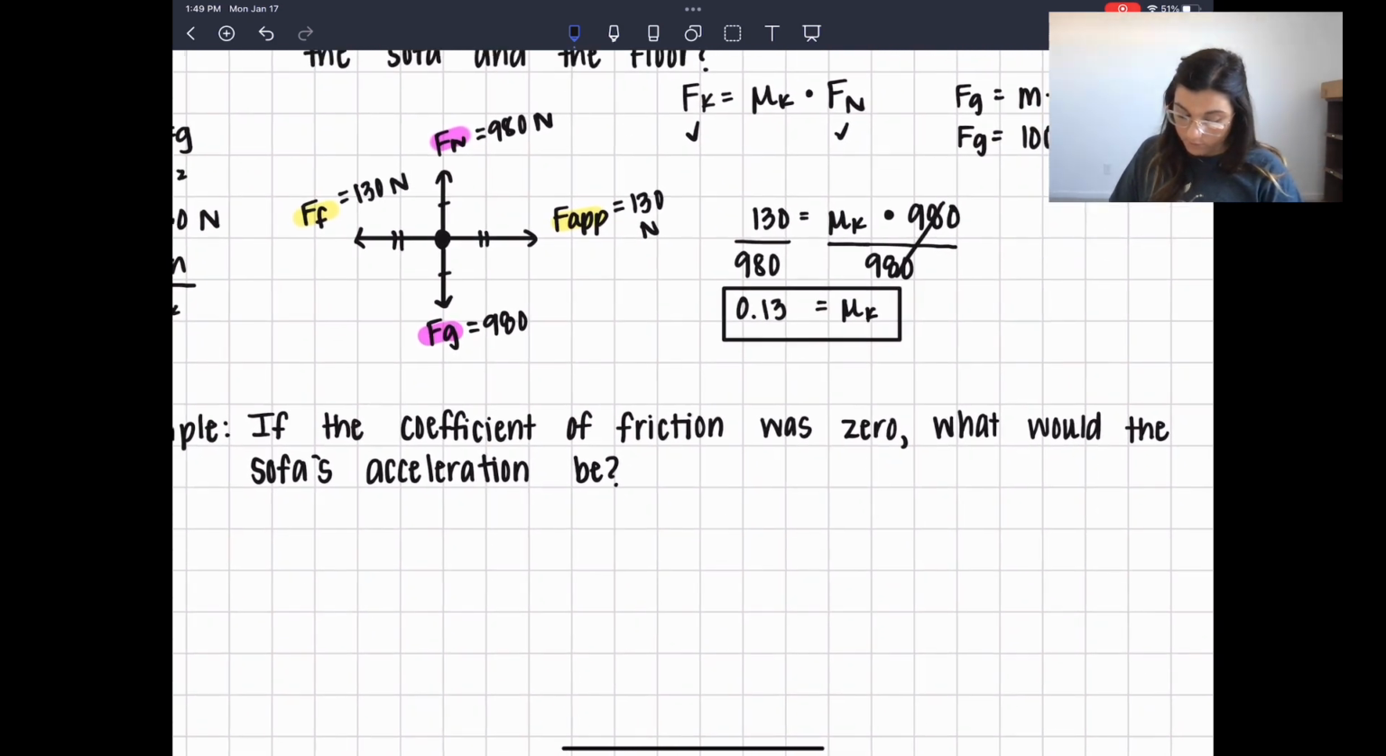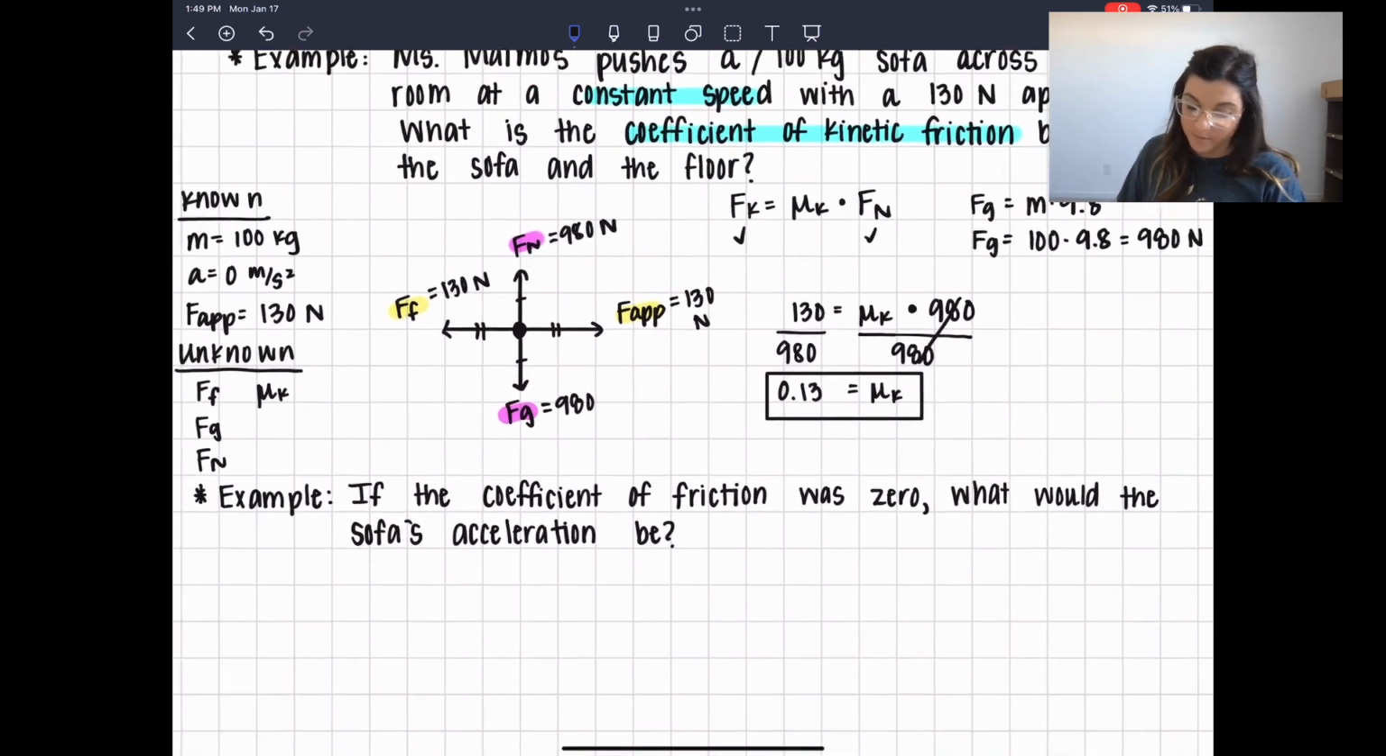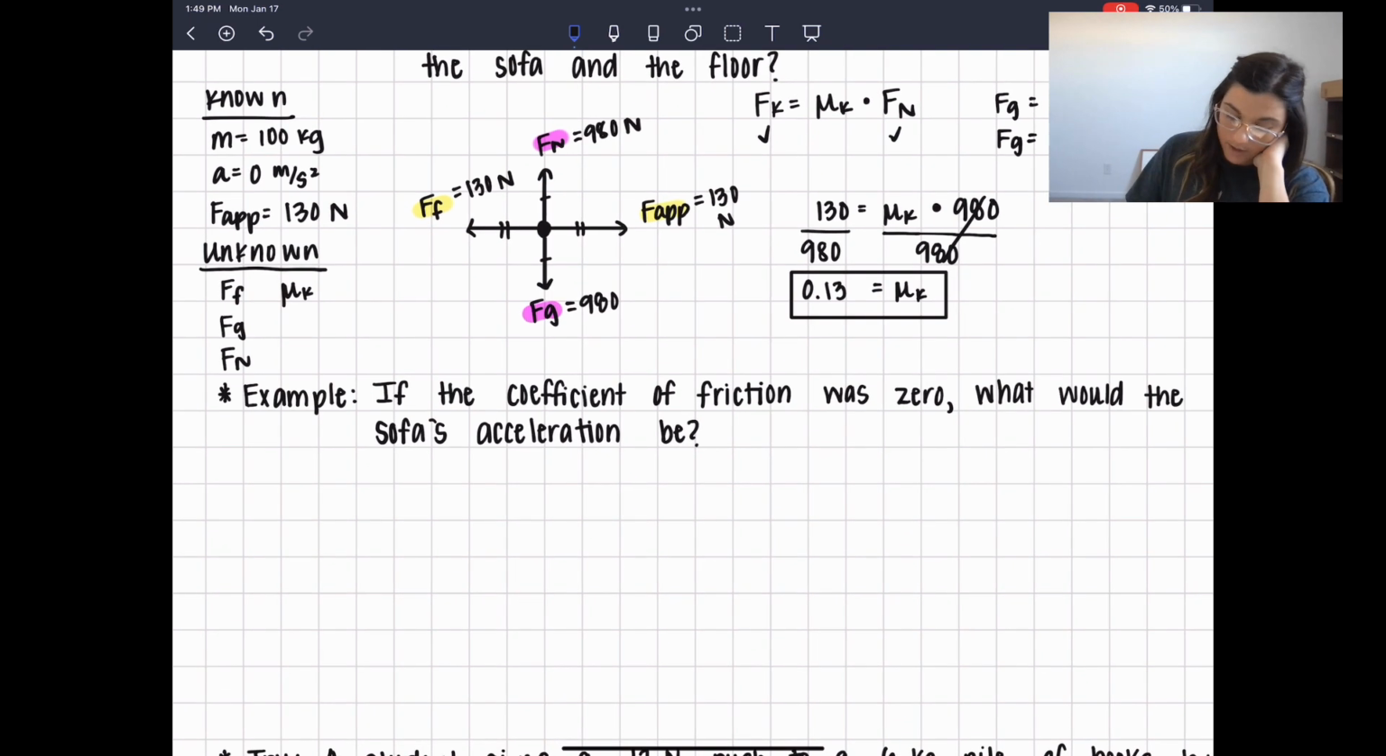So let's do another problem. So it looks like this example is the same situation. So if the coefficient of friction was 0, what would the sofa's acceleration be? So I'm going to kind of continue on with this problem here. So my knowns are going to be the same knowns with just a couple of differences.